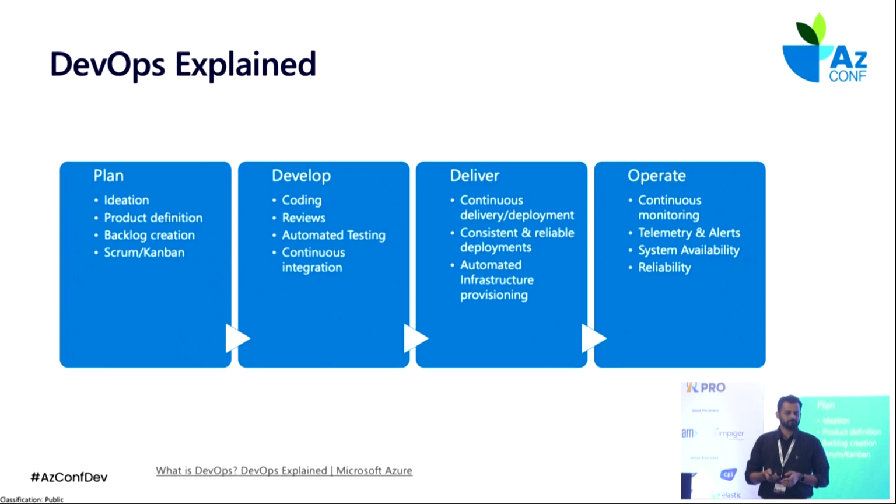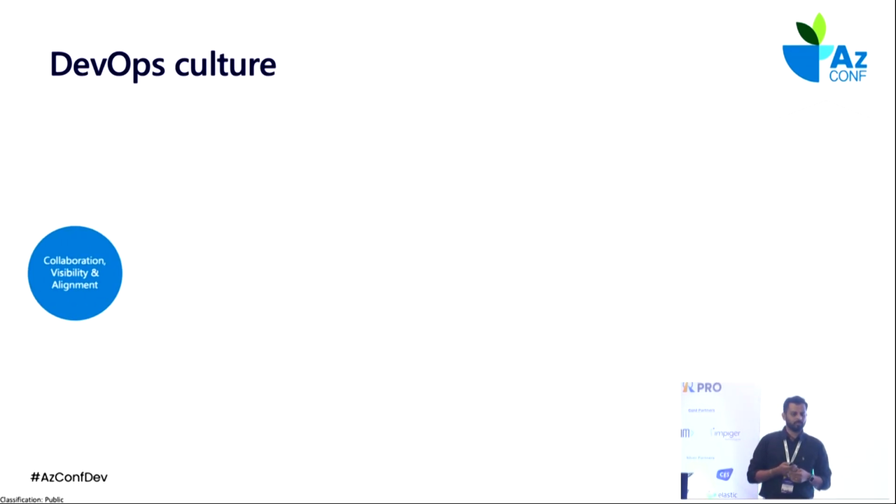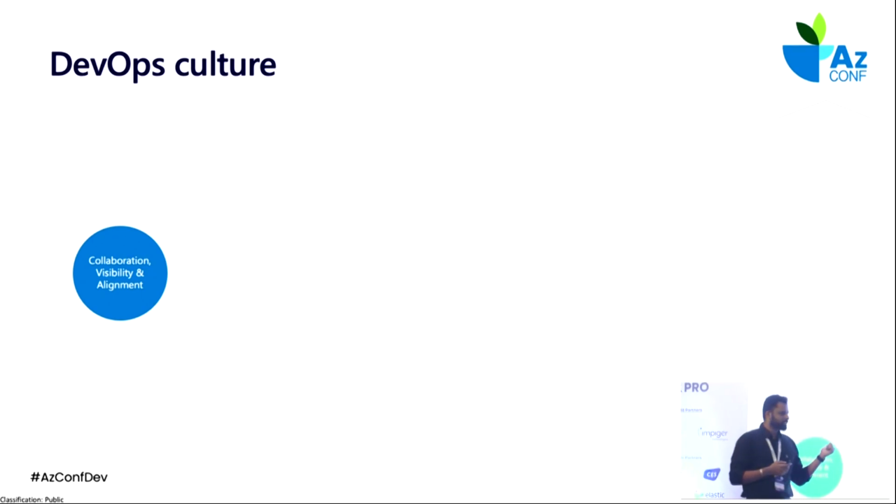So now, what's the culture? How does the DevOps culture look like? So collaboration, visibility, and alignment.